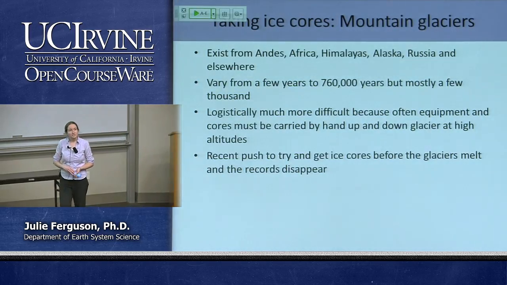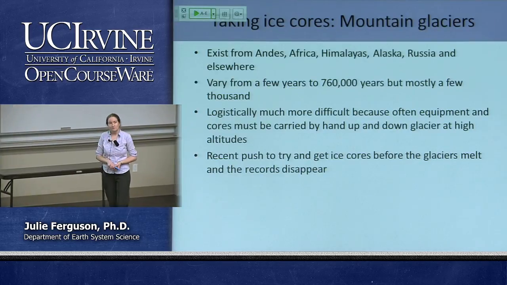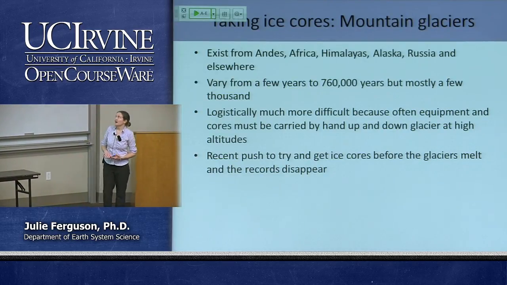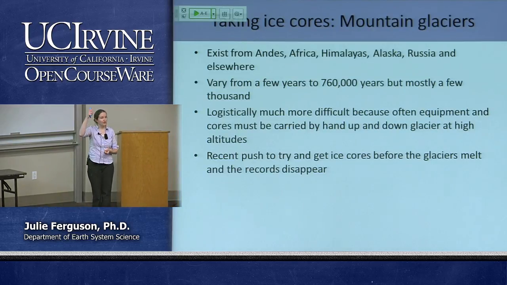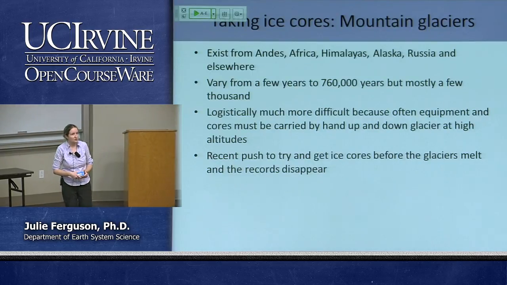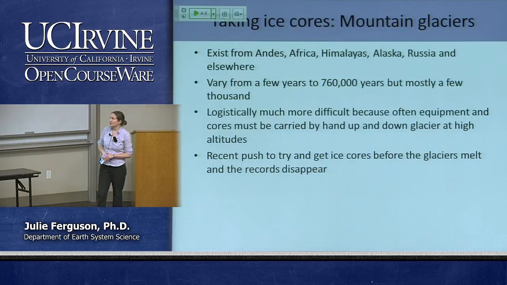So we don't just take ice cores from these big ice sheets, though. We also take them from mountain glaciers around the world. And so in the Andes, in Africa, we've also cored the top of Mount Kilimanjaro, the Himalayas, Alaska, Russia. And these vary because they're not as old necessarily as some of the ice we found elsewhere. They vary from maybe a few hundred to a few thousand years in our mountains, but some can go a little further back.